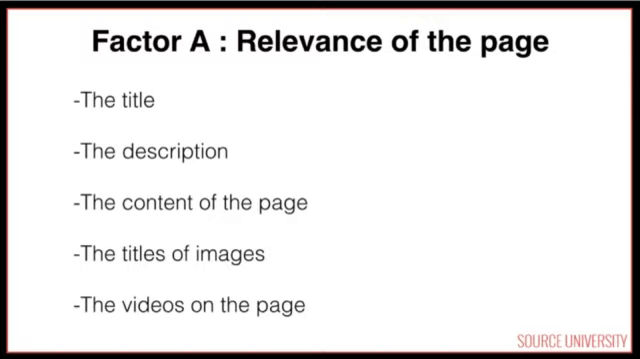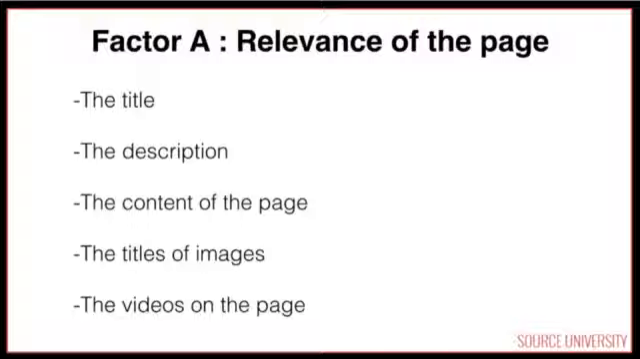Now, factor A, the relevance of the page. This means what is on the page itself. If we're looking for penguin slippers, this is determined by the words and the images and all the things that are on the page we're ranking in Google. So for example, if the title of the page is penguin slippers, it has something about penguin slippers in the description. The content of the page is about the most luxurious penguin slippers in Antarctica.